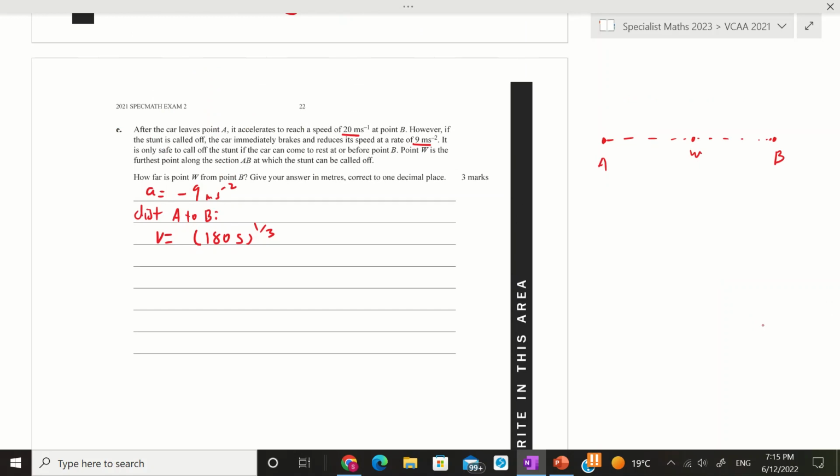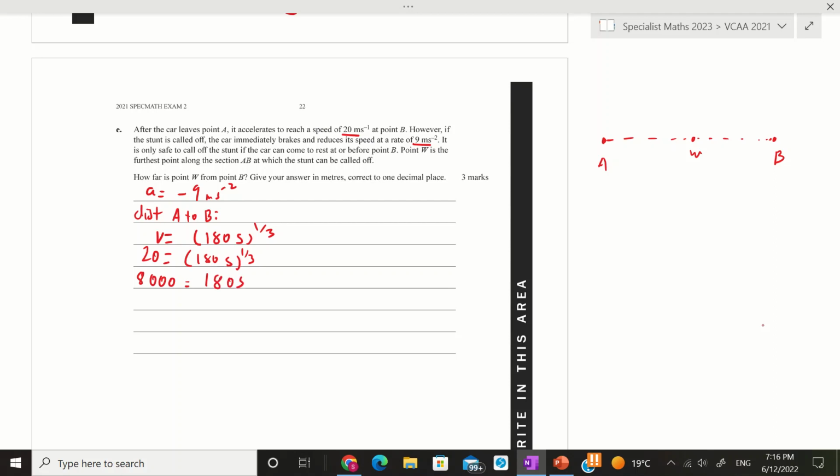We're told that if we don't stop and we reach point B, then we will have reached the speed of 20 meters per second. So we can solve that to find the distance between A and B, because we have an equation in terms of V and s, which is exactly what we need. So 20 is equal to (180s) to the power 1 on 3. If I take both sides to the power of 3, I get 8,000 is equal to 180s.